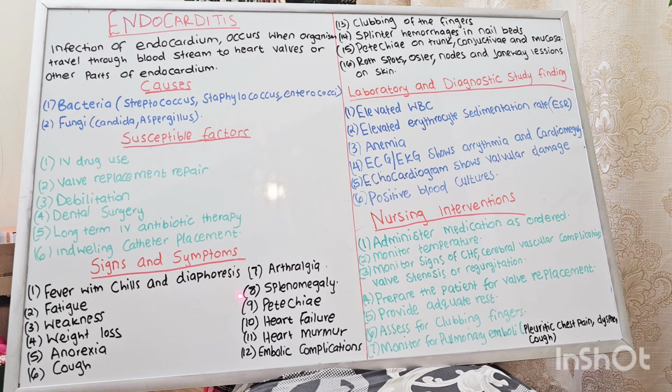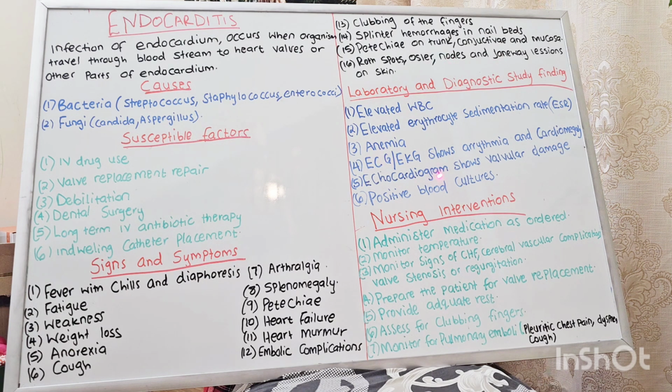Now let's talk about signs and symptoms of endocarditis. Fever with chills and diaphoresis, fatigue, weakness, weight loss, anorexia, cough, arthralgia, splenomegaly, fatigue, heart failure, heart murmur, embolic complications, clubbing of the fingers, splinter hemorrhages in the nail beds, petechiae on the trunk, conjunctiva, and mucosa, Roth spots, Osler nodes, and Janeway lesions on the skin.